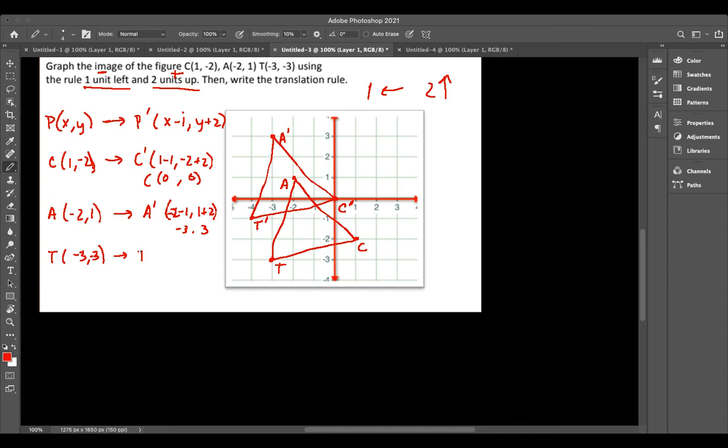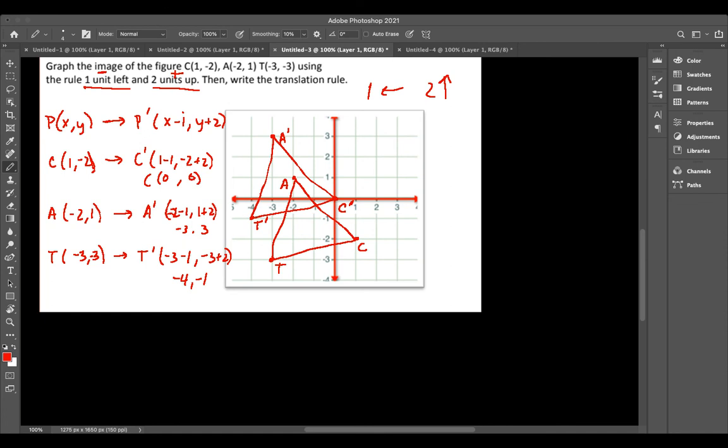So we map that. T prime would be negative 3 minus 1, and then we have negative 3 plus 2. So that would be negative 4, and that would be negative 1. So negative 4, negative 1. If you go negative 4 and then positive 1, perfect. Negative 4 right here and positive 1 right there.